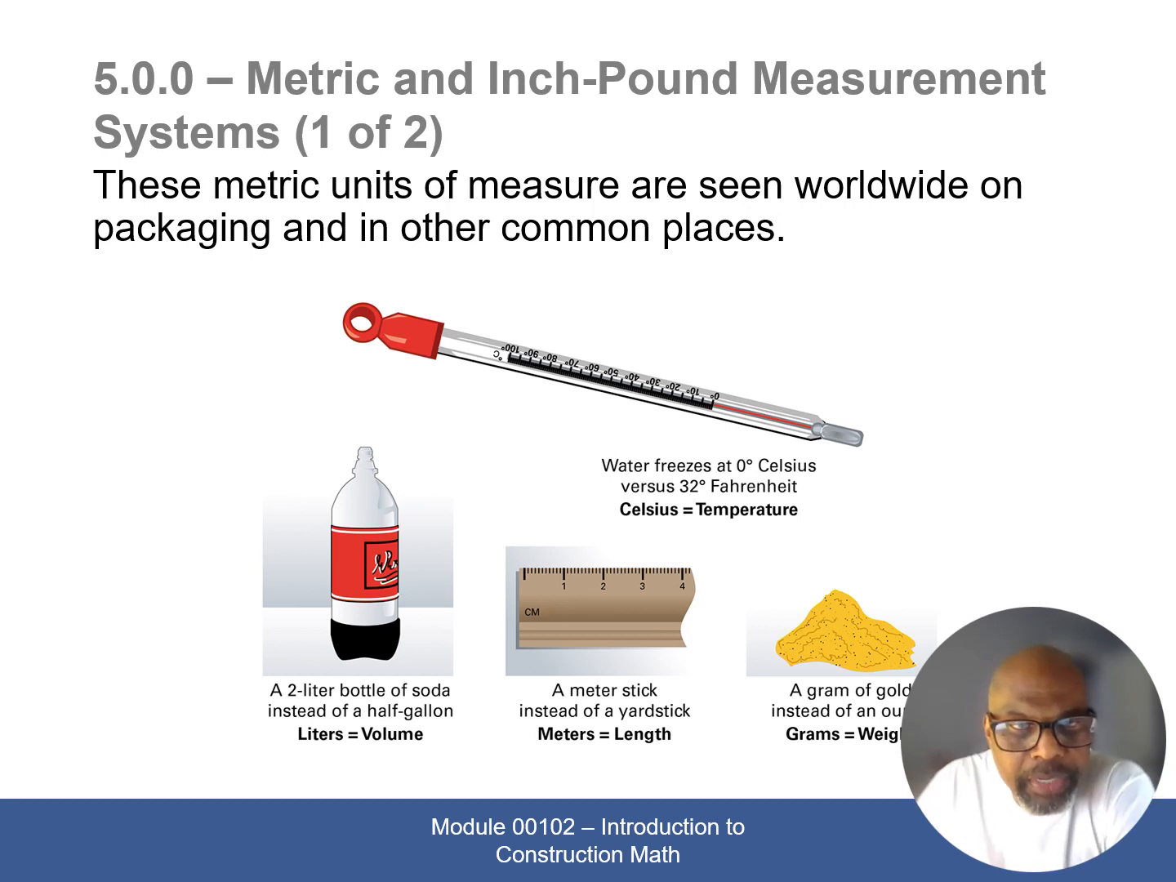You just look at something, different types of metric to English measurements. These metric units of measurements are seen worldwide on packaging and common places. So again, if you buy something, it would probably have it in both the English scale or measurement, but also the metric system too. So a bottle may be 2 liters. Years ago, you used to buy quarts or half gallons or gallons, but everything is rated in liters now. But it would also tell you the American volume of that liter.